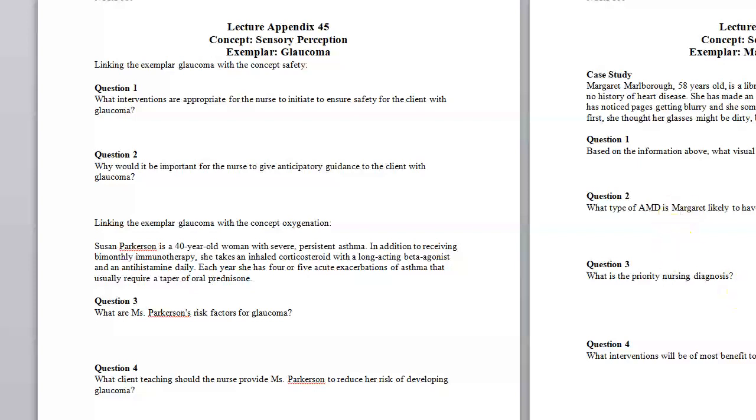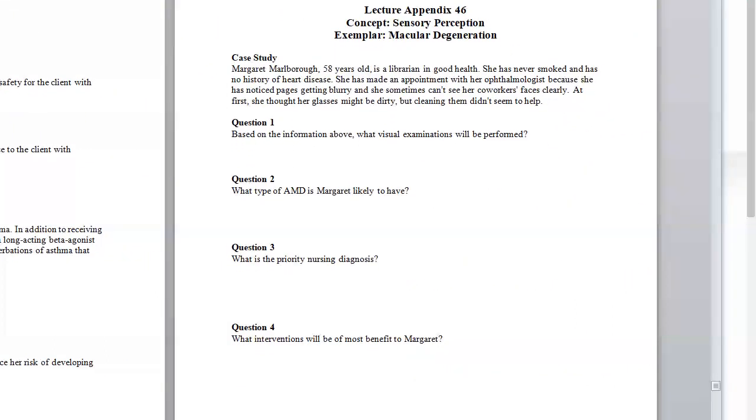Okay, and then let's move on to Appendix 46, where now we're going to look at macular degeneration. We have Margaret Marlborough, 58 years old. She's a librarian. She's in good health. She has never smoked and has no history of heart disease. She has made an appointment with her ophthalmologist because she has noticed pages getting blurry, and she sometimes can't see her co-worker's face clearly. At first she thought her glasses might be dirty, but cleaning them didn't seem to help.